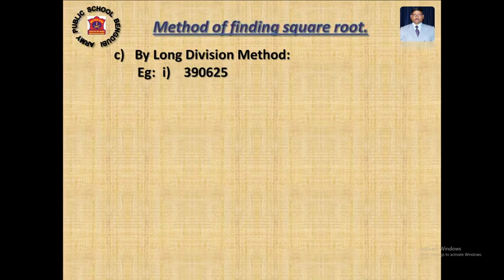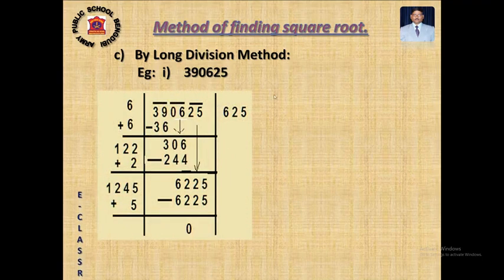How it is done, you just follow me. Say 390625, you have to find the square root. First of all, you write down the number and place a bar above each pair of digits, starting from the unit digit. Then the tens, hundreds, thousands, ten thousands and lakh. If the last number has no pair, then you put a bar on the single number only. Now while dividing, how will we start?